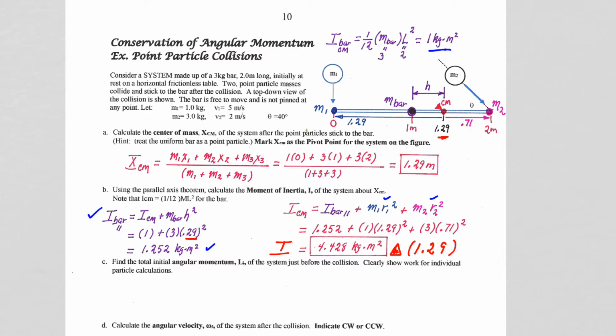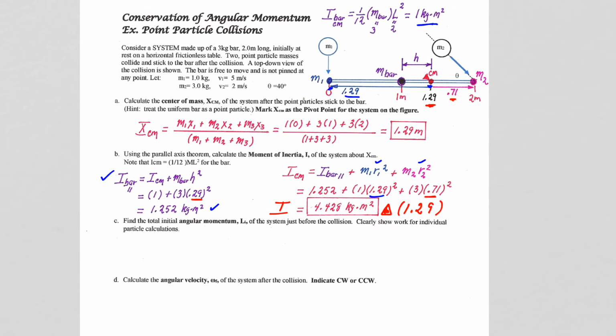So again, please feel free to pause whenever you need to pause. Get all of this down. Make sure you understand exactly what's in the problem, right? The 1.29 here is the radial distance from the center of mass pivot to M1. So from center of mass to M1 is the 1.29, and the 0.71 is from the center of mass to where M2 hits. So now we are going to look to find the initial angular momentum of the system just before the collision.